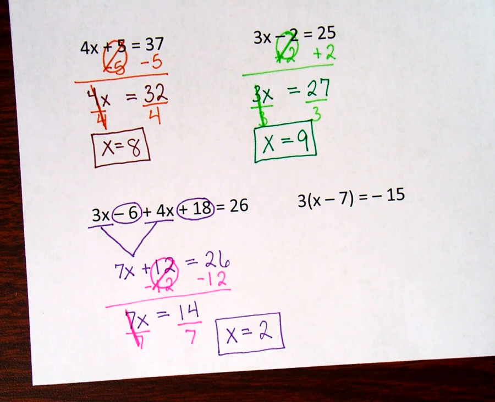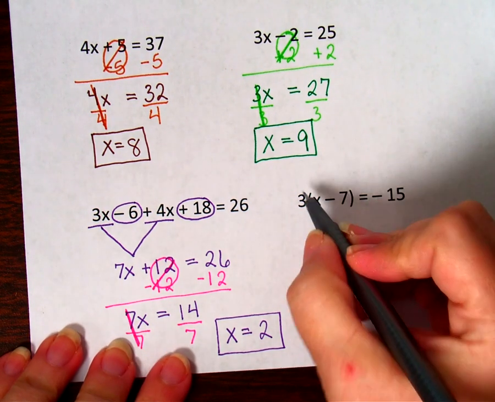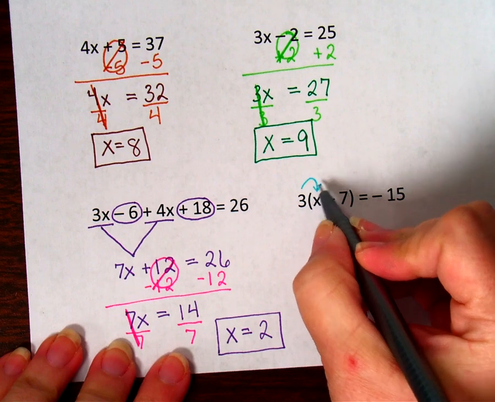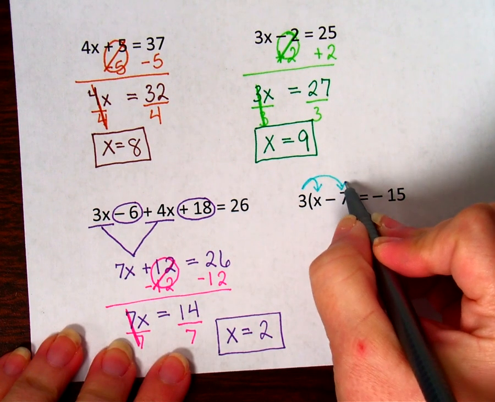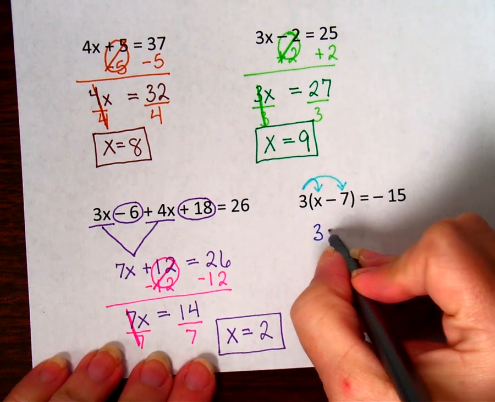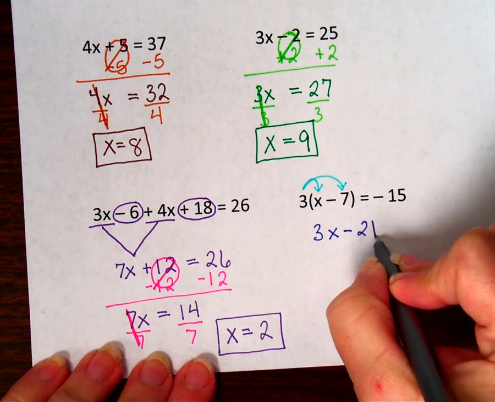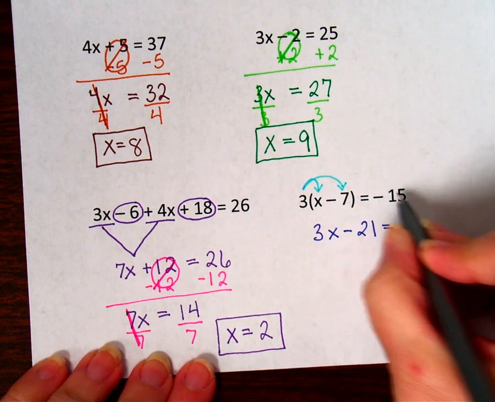On the last one, I can see I have 3 times x minus 7, and it needs to be multiplied to everything inside these parentheses. So I need to make sure that I distribute 3 times x and 3 times the minus 7. 3 times x is 3x. 3 times a minus 7 is a minus 21, and that equals this negative 15.